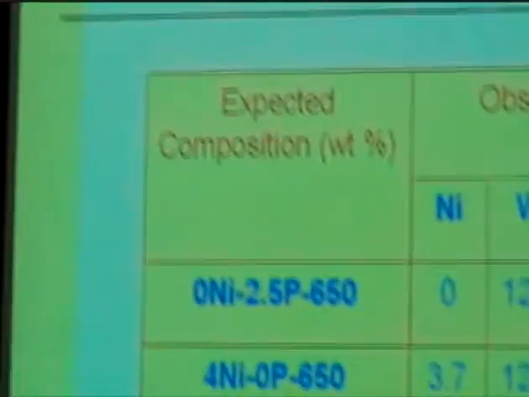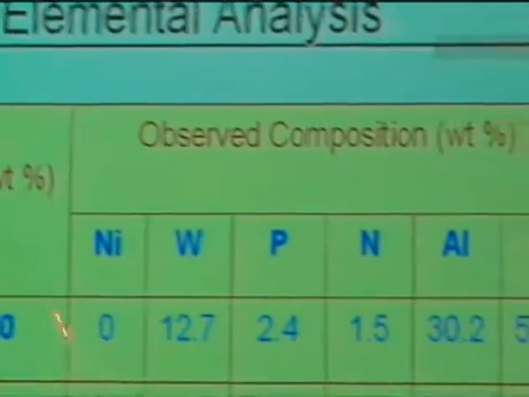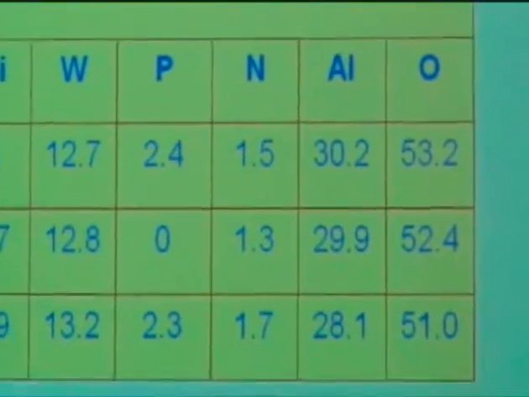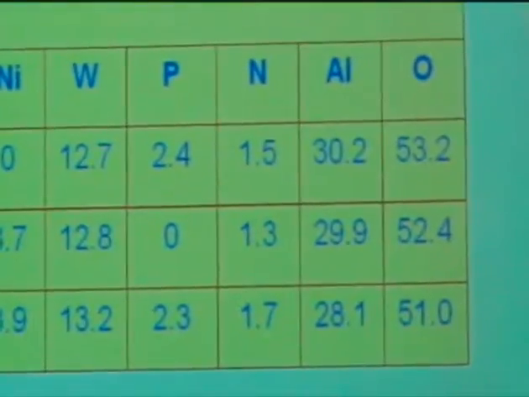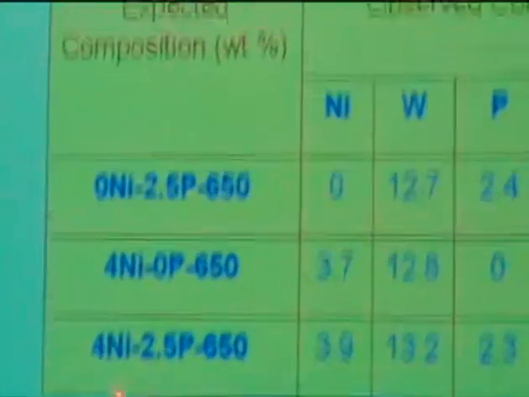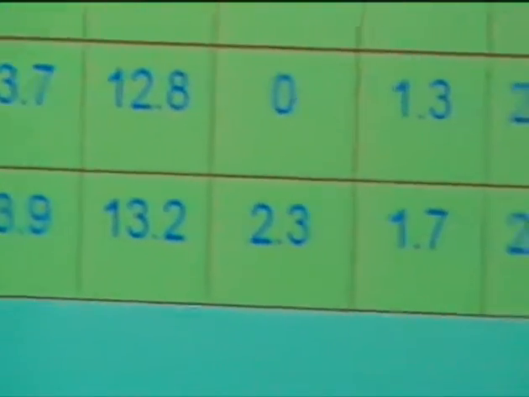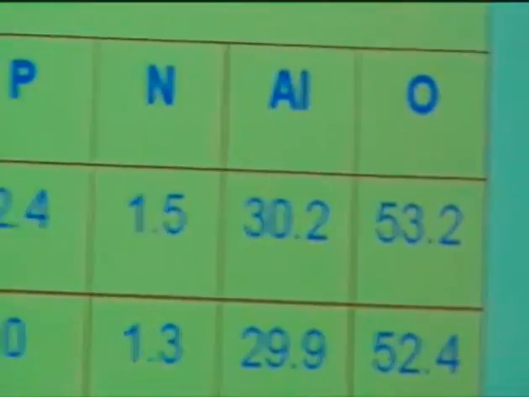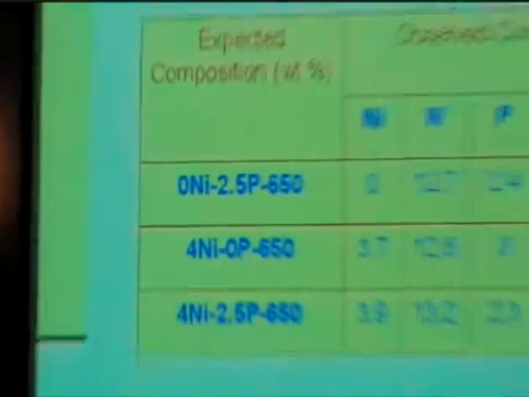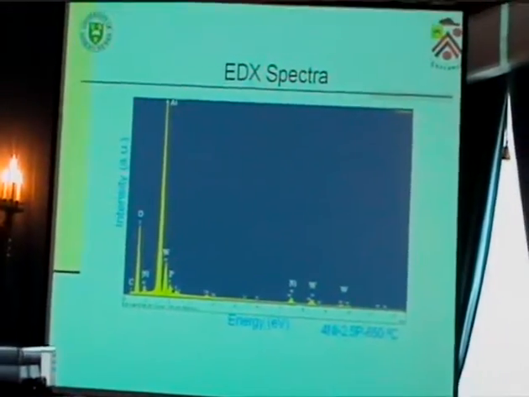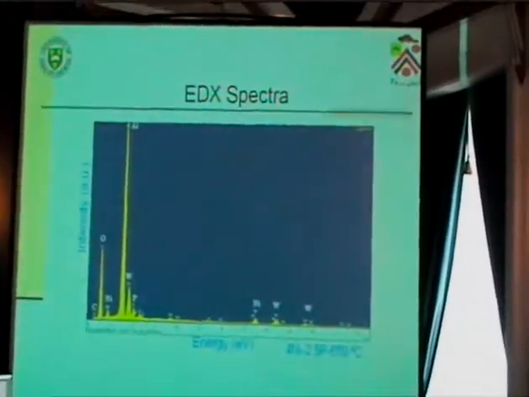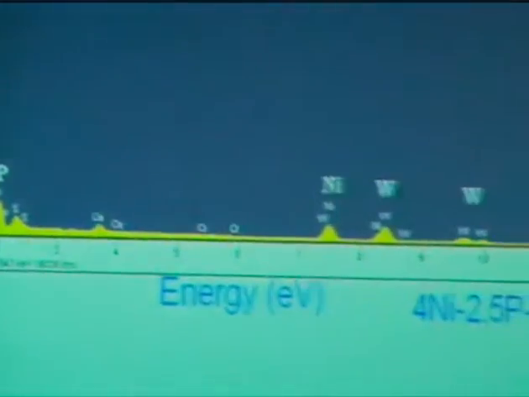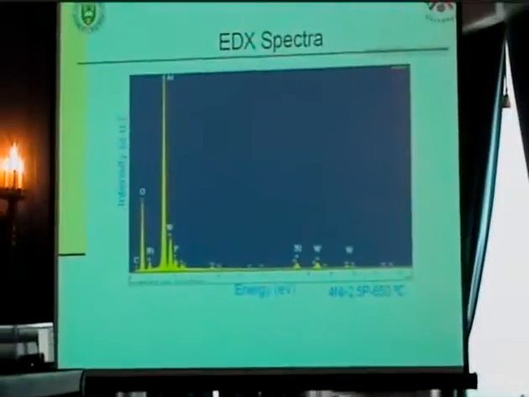Elemental analysis of some selected catalysts showed a good agreement between the observed composition and the expected one. For instance, at 4 weight % nickel, we observed around 3.9 weight %. And at 2.5% phosphorus, we had about 2.3 weight %. EDX spectra of selected catalysts indicated the presence of tungsten, nickel, and phosphorus on the surface of the catalyst. Nitrogen was not observed here, perhaps because it was below detection.